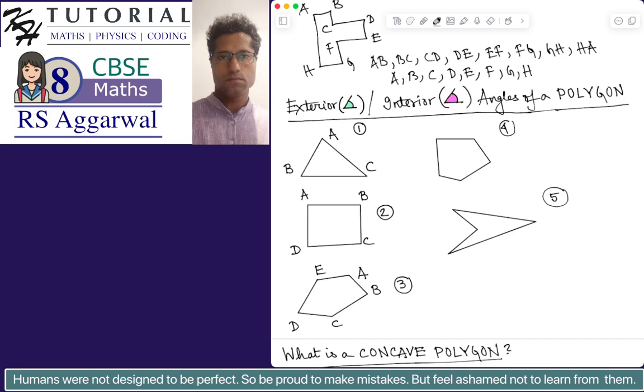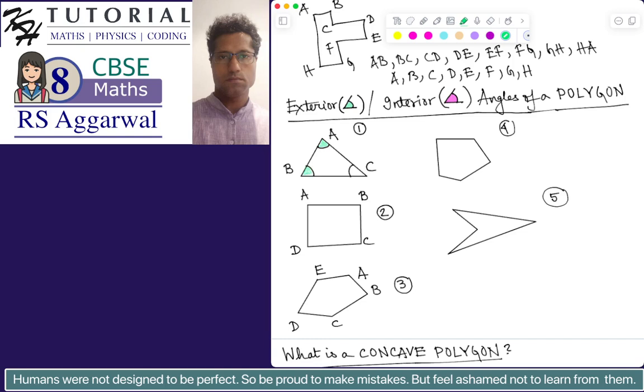Now I am showing what the exterior and interior angles of a polygon are. For polygon number 1, these are the interior angles. Let me quickly color them. So these are the interior angles of the polygon, which is basically a triangle, as you know.